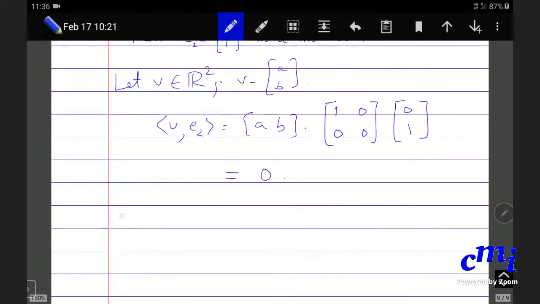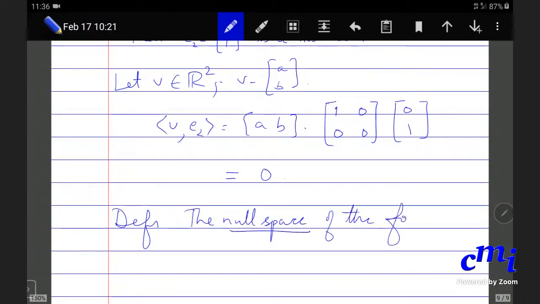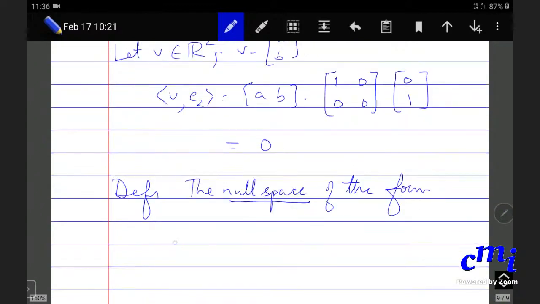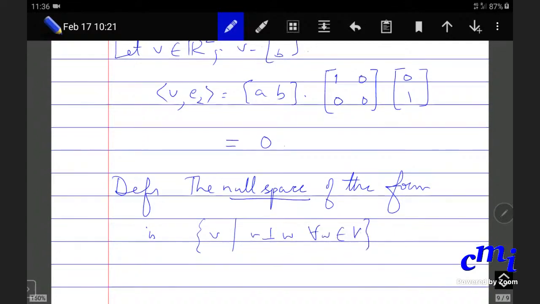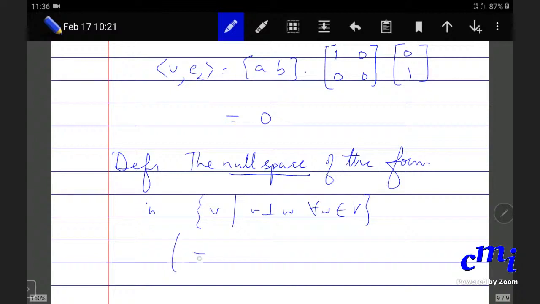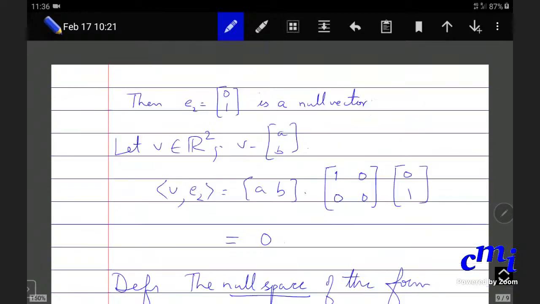Definition. The null space of the form is the set of all v such that v is perpendicular to w for all w inside V. Note that this is, by definition, V perp. Notation. So there are a lot of definitions and notations. Please read it and try to write down some examples if something is not clear, or ask.